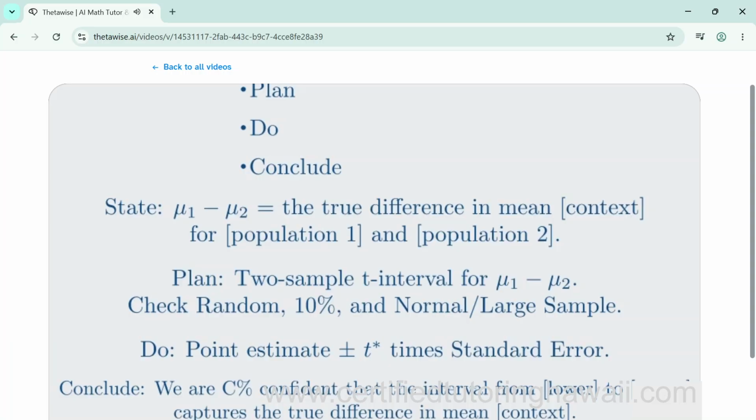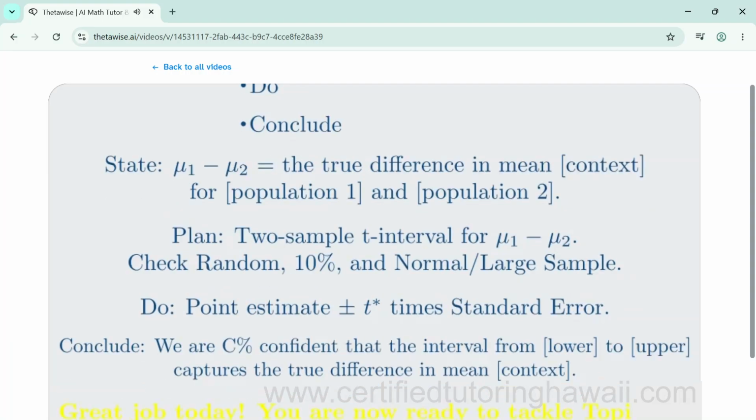Whether you're comparing battery life, test scores, or engine reliability, the two-sample t-interval is one of the most powerful tools in your statistical toolkit. Great job today! You are now ready to tackle topic 4.7.